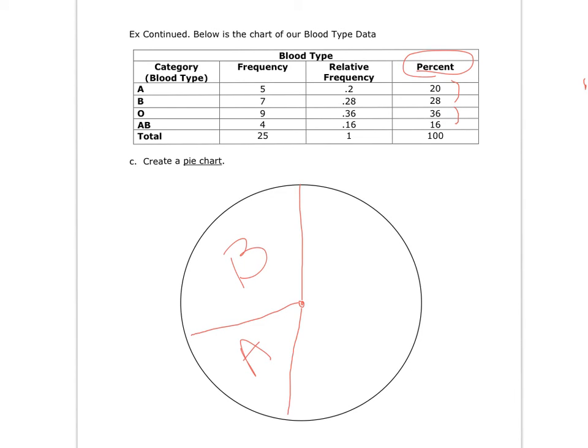Then 16% is going to be smaller than 20% by just a little bit, so we can eyeball that. And we get AB, and this remaining piece, the 36, would be O. So again, we're estimating our pieces of the pie.